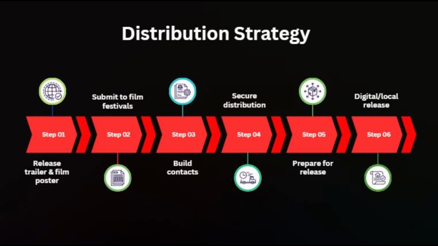And lastly, here is my distribution strategy. So as you can see, I would first use social media platforms to release trailers, my film poster, and any other promotional materials. I would then submit my film to smaller film festivals, which would lead to me being able to build contacts and hopefully secure a deal with a larger independent company. This would then allow me to negotiate offers and set up a distribution process, such as setting release dates for streaming platforms, planning DVDs, and booking local theaters.